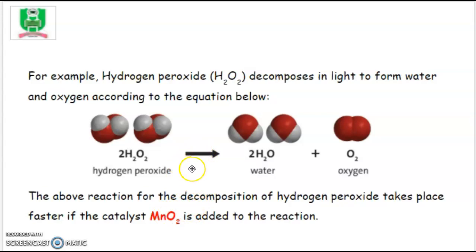And because it has a low activation energy, the hydrogen peroxide molecules can now collide with each other at a lower energy and be converted into products. And that, in essence, in short, is what explains the faster rate of breakdown of hydrogen peroxide in the presence of manganese oxide. Now that concludes our lesson today.